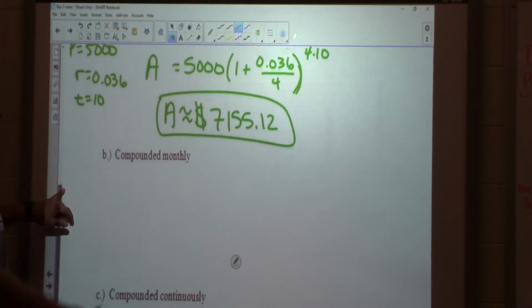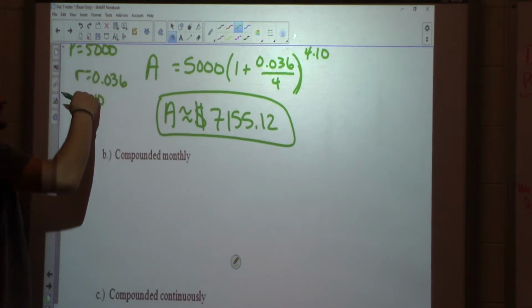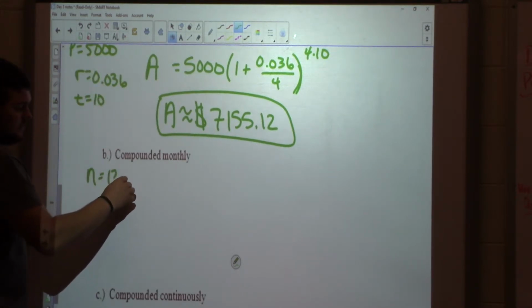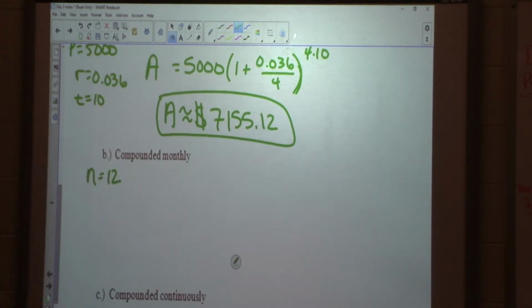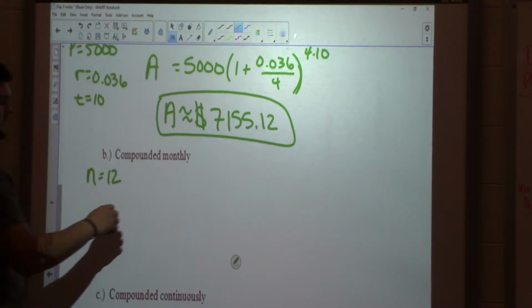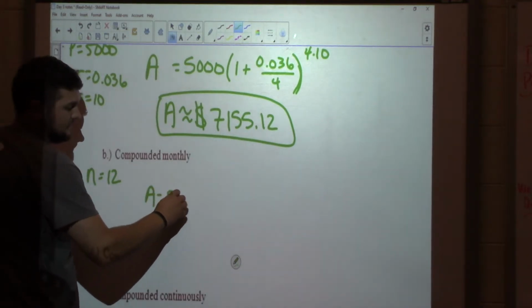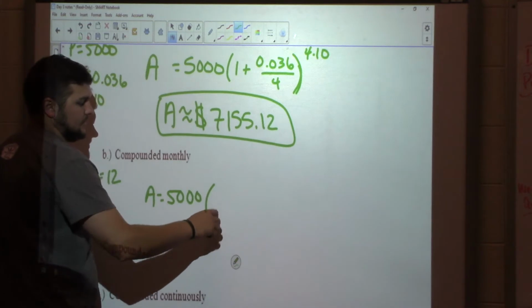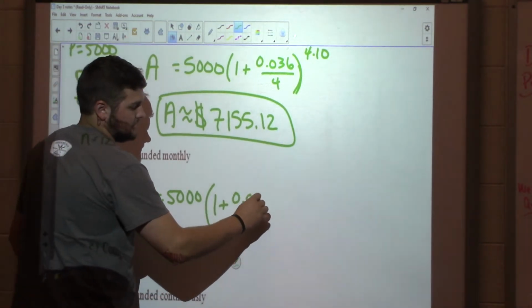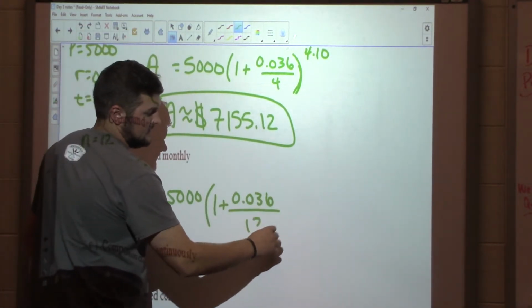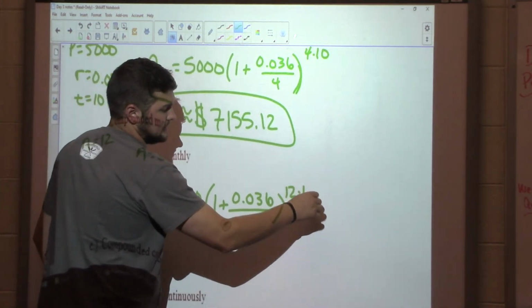So compounded monthly, we use the same principal, rate, and time, but now it's n equals 12. Right? Now I'm compounding it 12 times. So A equals 5,000 times (1 plus 0.036 divided by 12) to the 12 times 10 power.